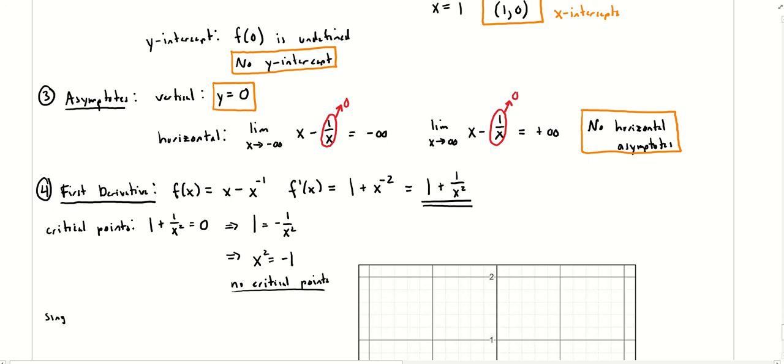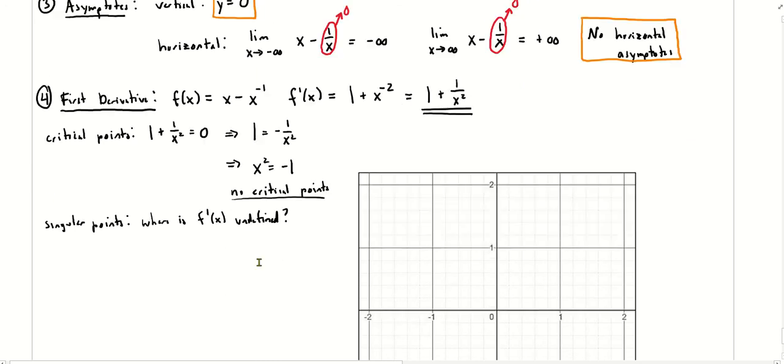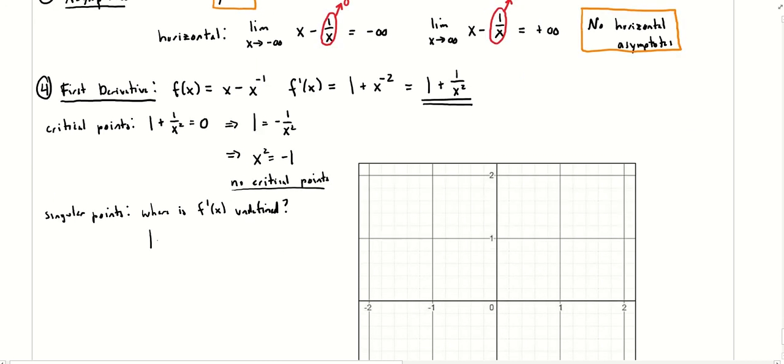Singular points, however, if I consider my singular points, remember that my singular points are places where my first derivative is undefined. So where is f prime of x undefined? Well, my first derivative is 1 plus 1 over x squared.